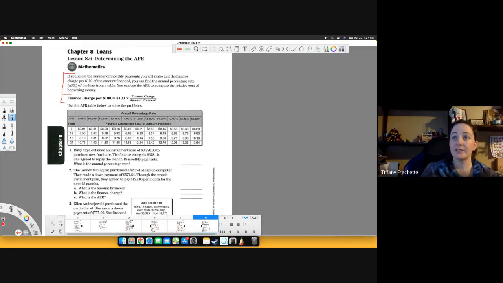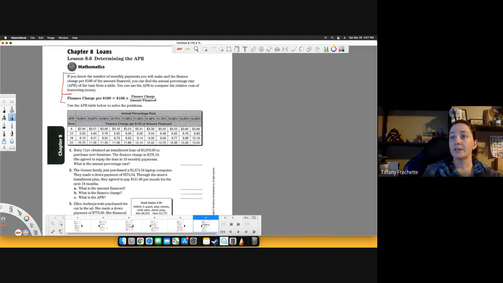So they give us our finance charge per $100. And this is just a little bit of an easier way to do this. If it's a 6-month term and you have a 10% interest rate or annual percentage rate, then you're going to pay $2.94 per month for every $100 you borrow. So that's what it means per 100. Doesn't mean you're only borrowing 100, but for every 100 you borrow, you're going to pay $2.94. So it's just a simplified way of calculating this amount.